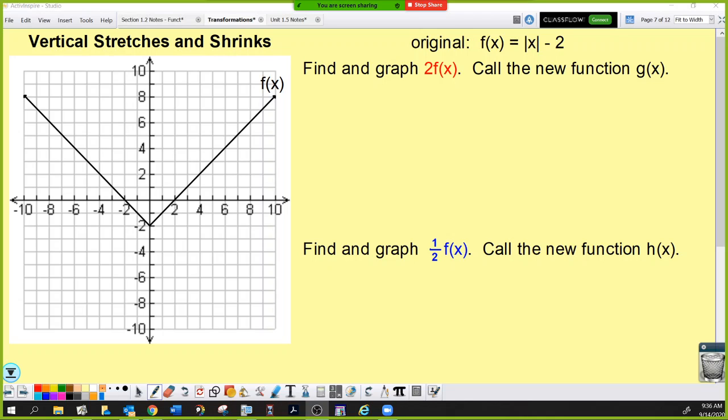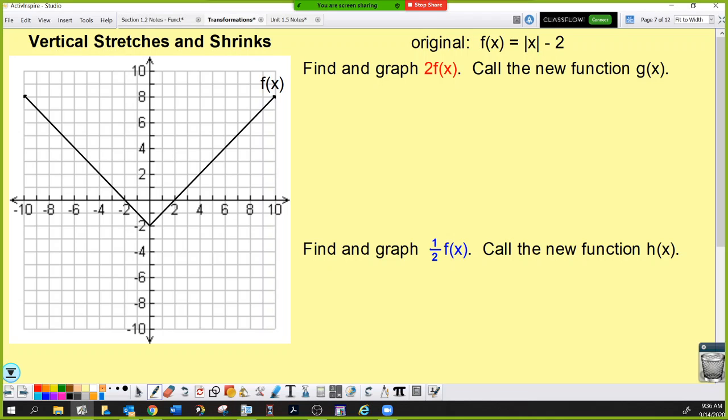So what we have here is f of x equals the absolute value of x minus 2. I've given you its picture right here. It says find and graph 2 f of x. Now, we have seen a number in front of f of x before. But it didn't look like a number. What you saw was a negative sign. But you have dealt with something sitting in front of f of x already. We did it last week, so you should know how to do it.